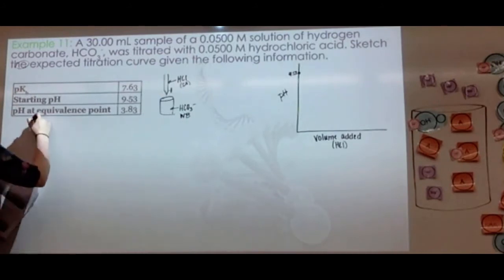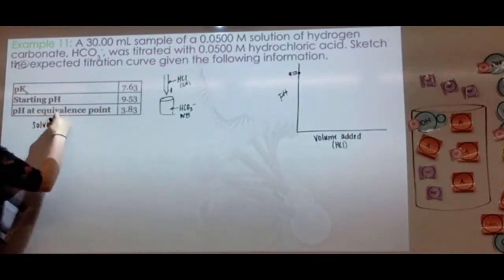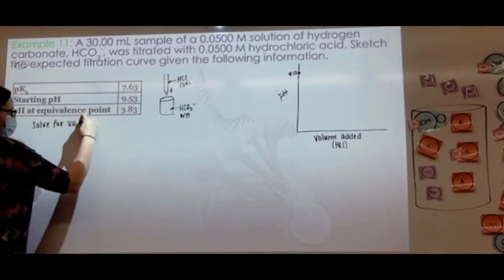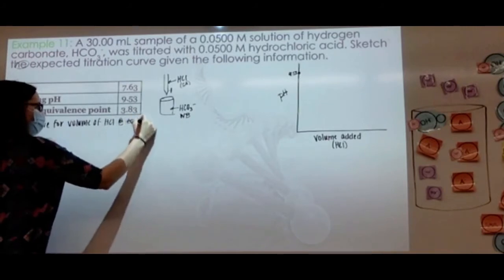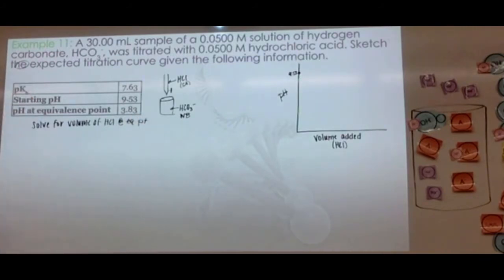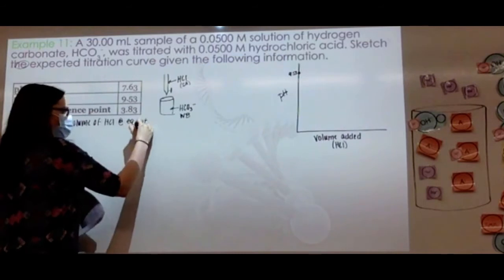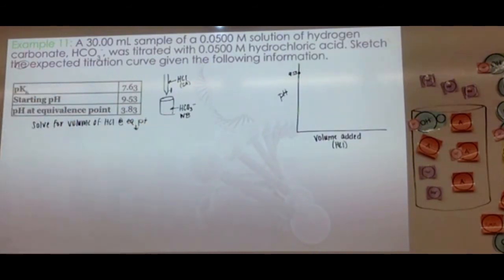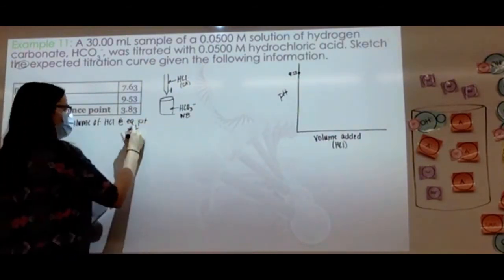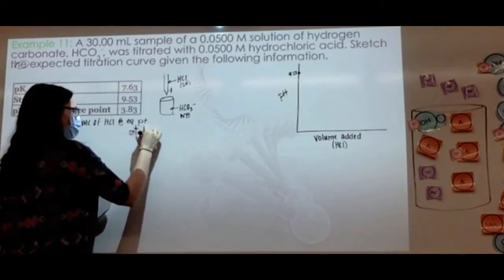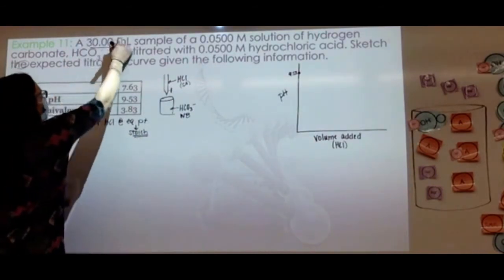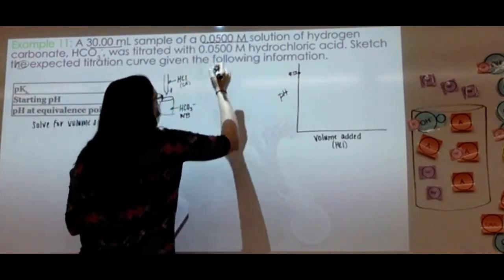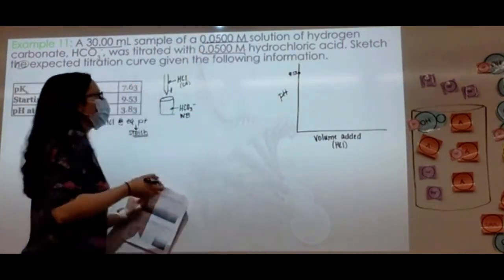So that's the one calculation that we're going to do. Since we don't know the volume, I'm going to say solve for volume of HCl at equivalence point. If you are trying to find the molarity or the volume at the equivalence point, it is nothing more than stoichiometry. We have volume, molarity. We have molarity of HCl.